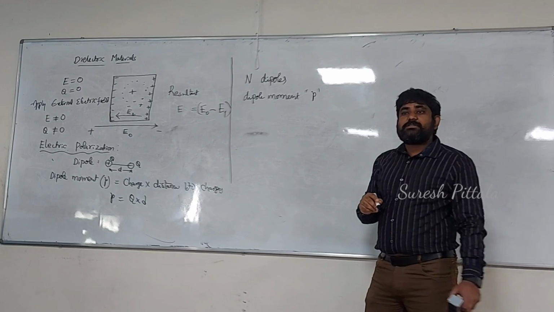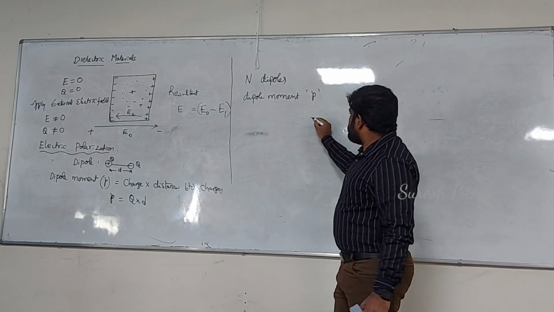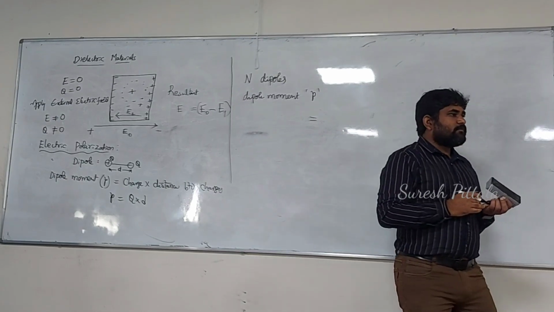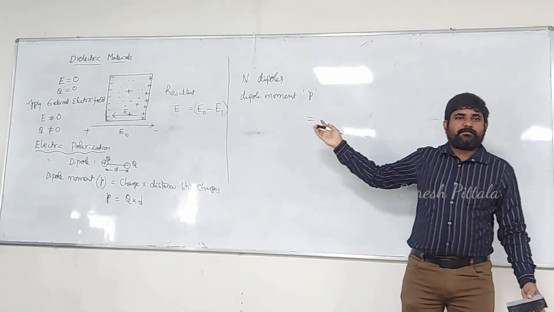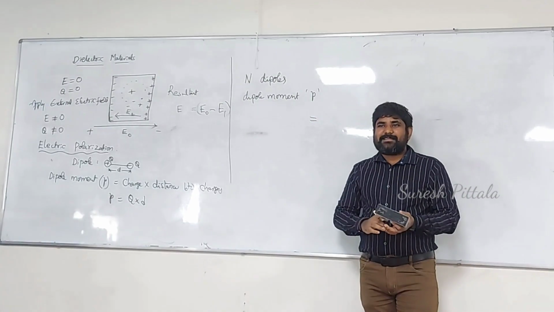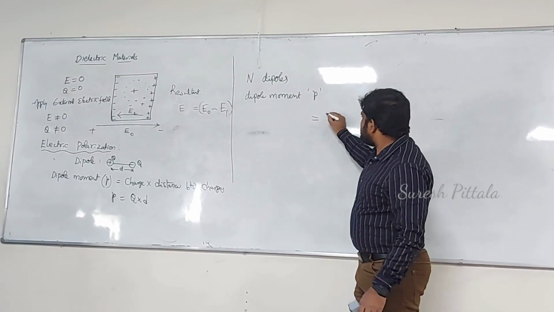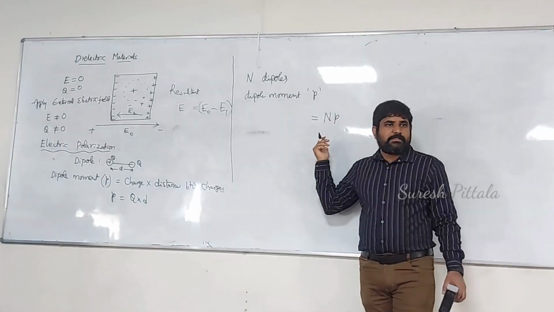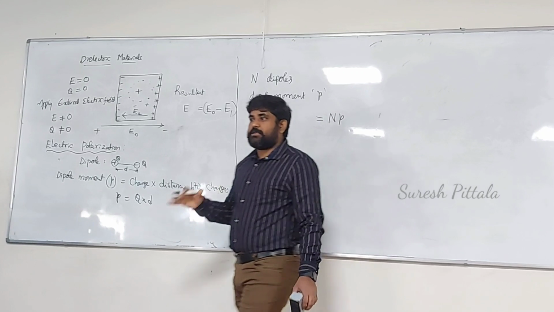Then I asked, what is your total dipole moment? It is the summation of all the dipole moments. I gave you two parameters, from that you get N into p. So the total dipole moment is N into small p. This is called electric polarization.